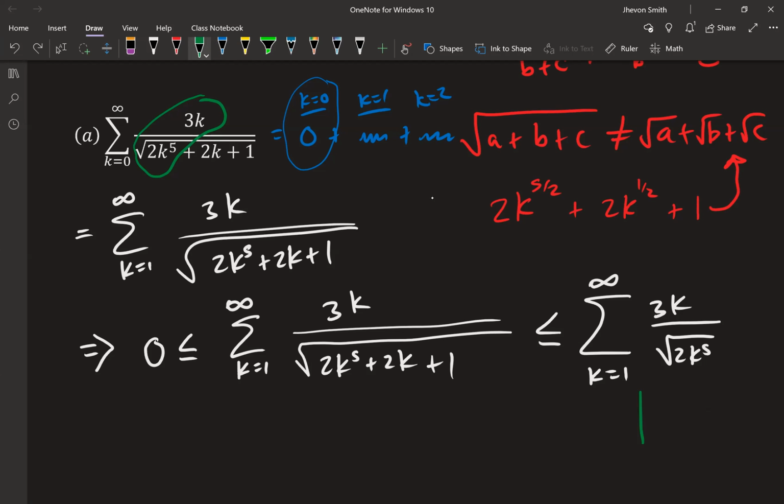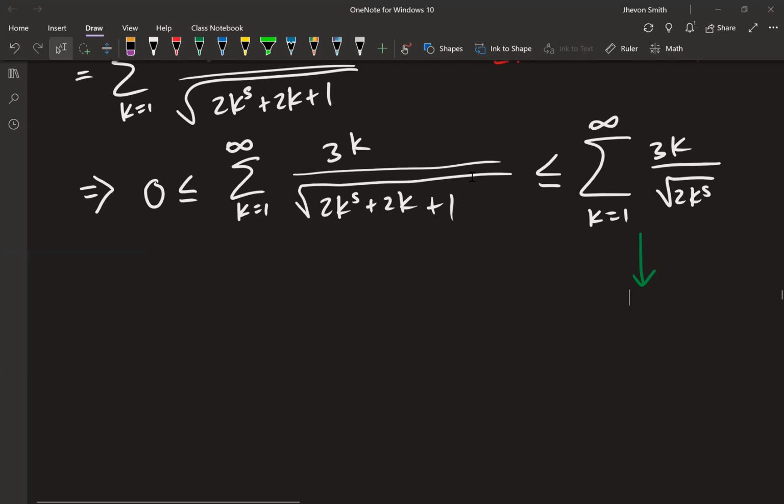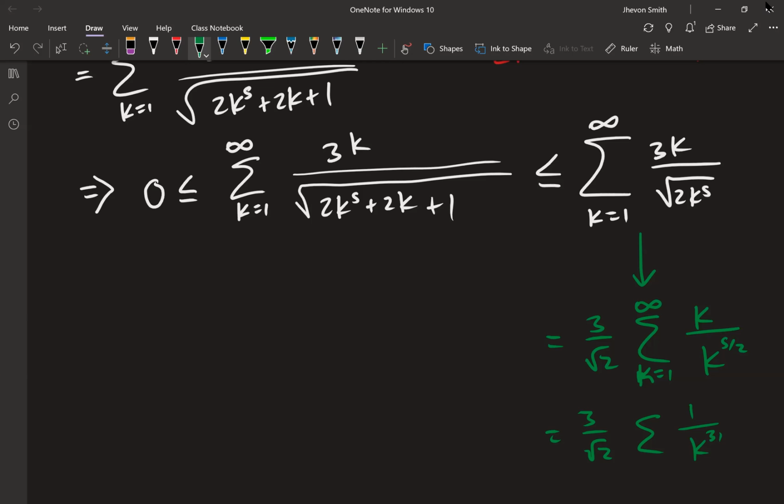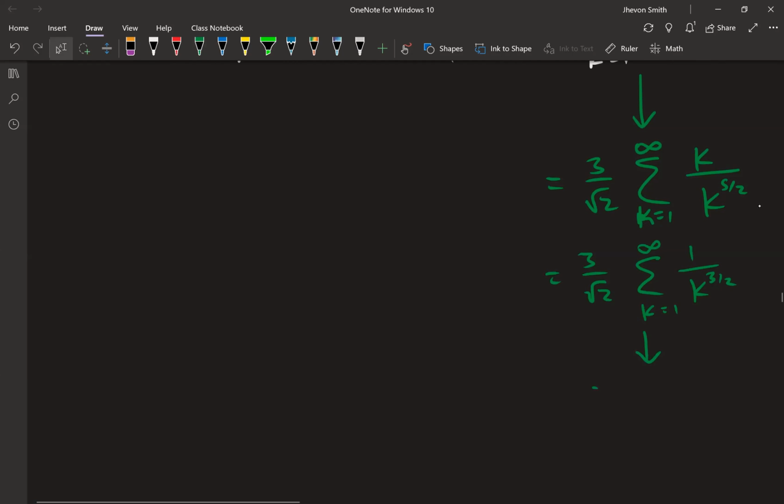On top of that, now if I look at this series right here, what's going on with that series? This guy I can actually rewrite as, I can factor out a constant, and I would have k over k to the 5 over 2. Right? And what kind of series is that? It's a p series. In fact, I can simplify this by just subtracting the powers. So 2 over 2 minus 5 over 2, this is 1 over k to the 3 over 2. So now this is a convergent p series.